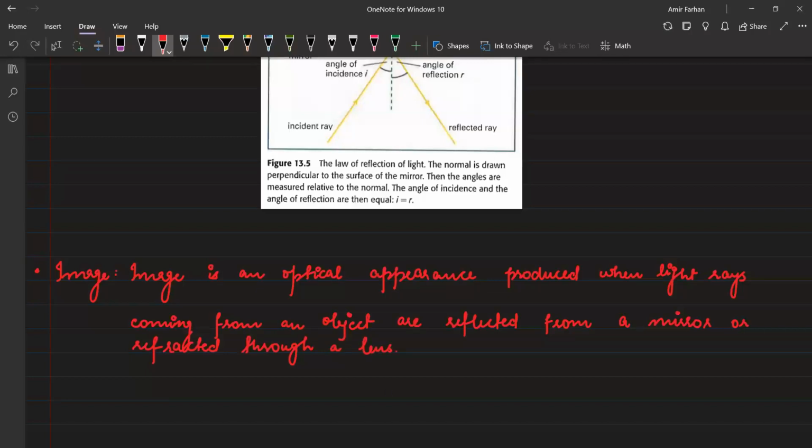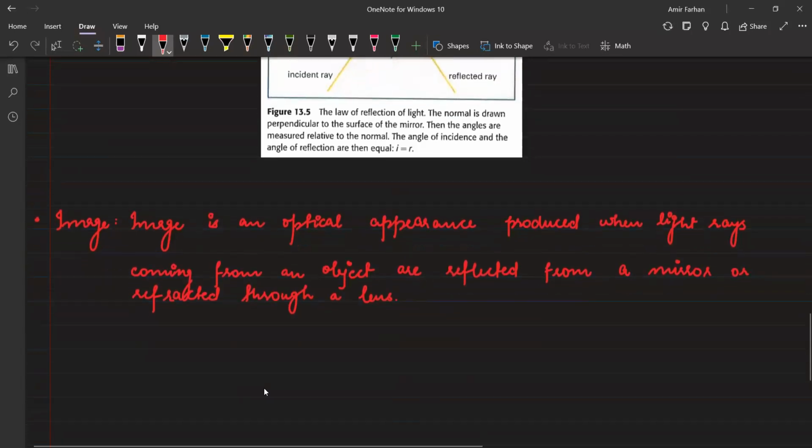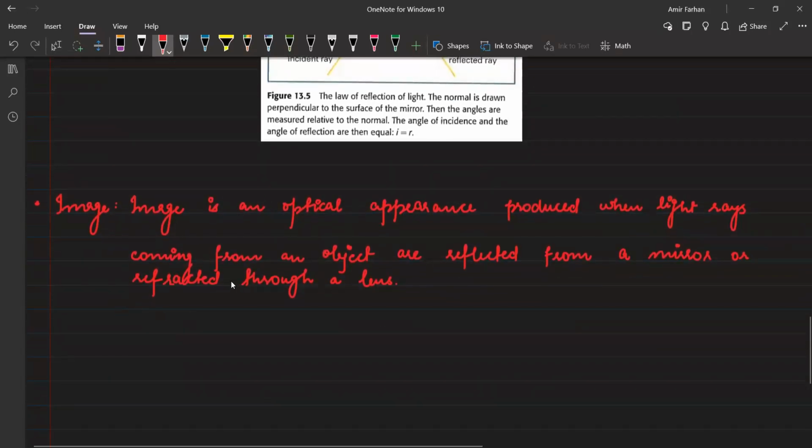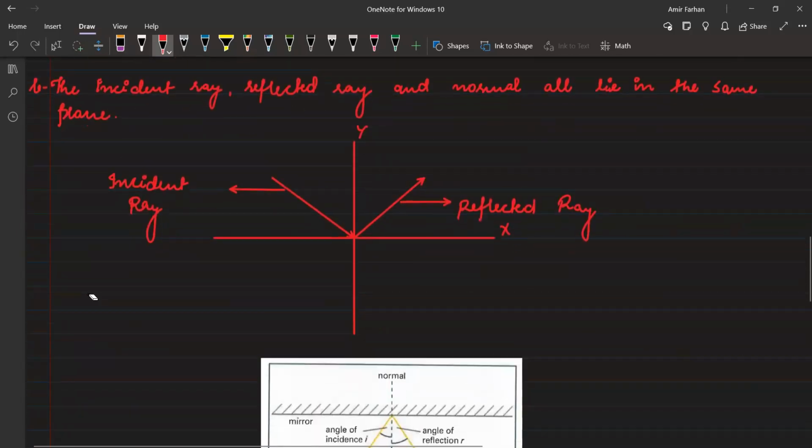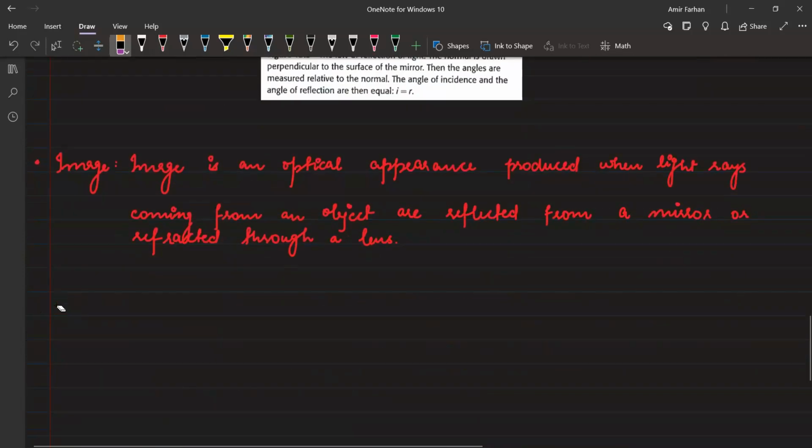Okay? Any doubt so far? Good. Now let's understand the properties of a plane mirror. Properties of a plane mirror: reflection of light is done. We'll put properties in the next topic. Okay, so let's come to images.